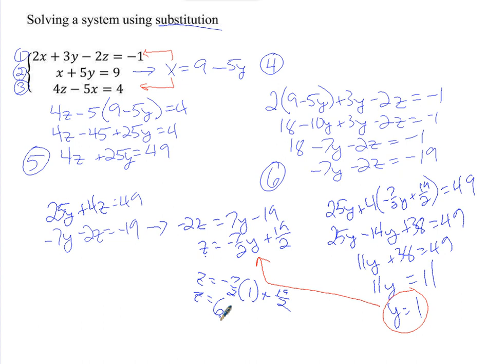Now we want to take these two answers and substitute both of them into something that gives me x. And here it is right here, our equation number 4. Okay, let me finish. We know what y is, so we can solve for x right here. X equals 9 minus 5 times 1, so x equals 4. So I have my answer. It is 4, 1, 6.